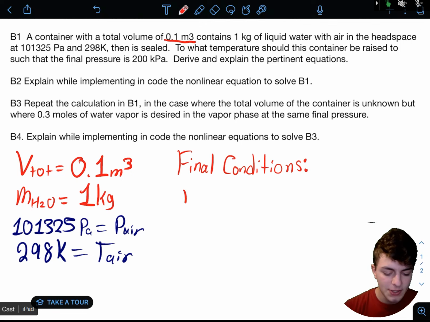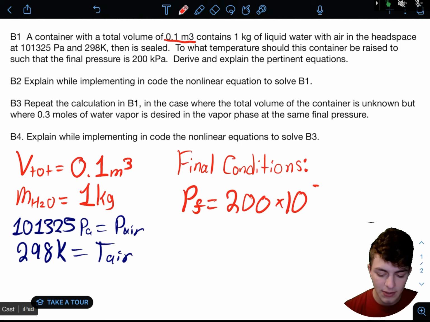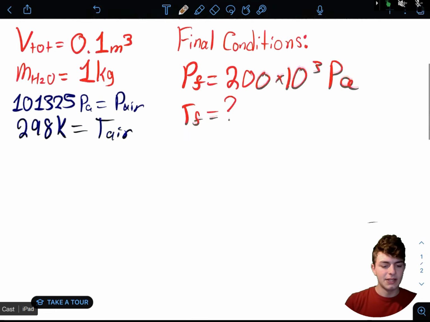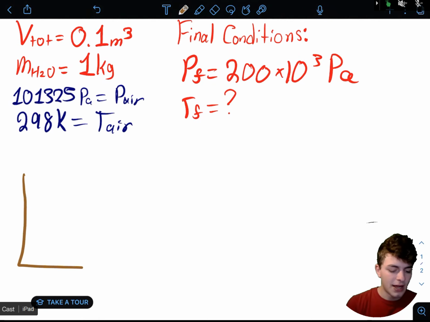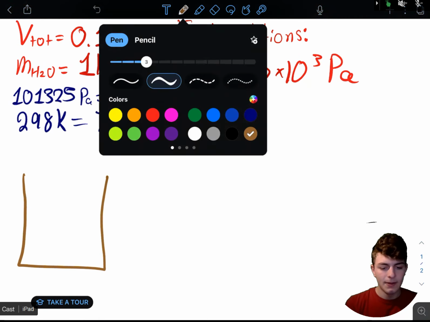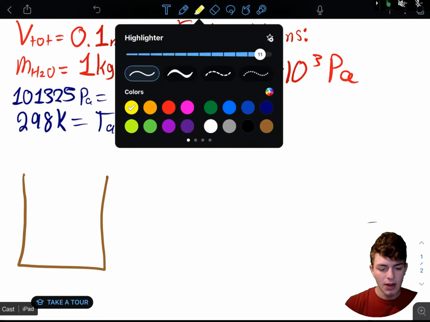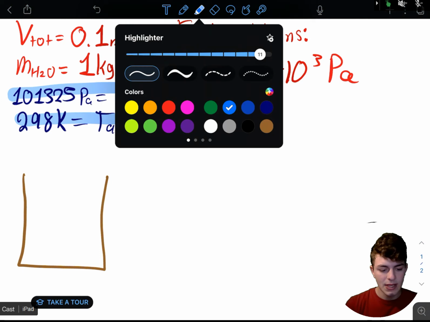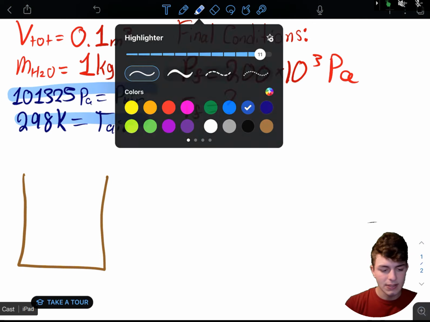So we'll say the final conditions, the pressure final has to be equal to 200 times 10 to the third pascals, and the temperature final is going to be equal to, well, we don't know, that's what we're trying to solve for. Alright, so first there's a couple equations we should find here, but I'm going to go ahead and draw out our scenario. So I'm going to make the air components in this blue color, and I'll make the water components in this darker blue color.